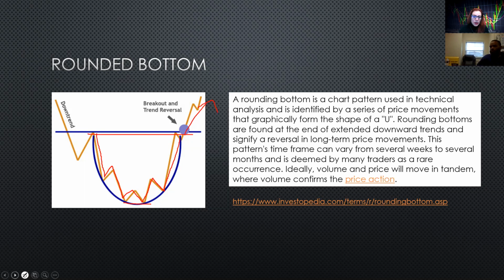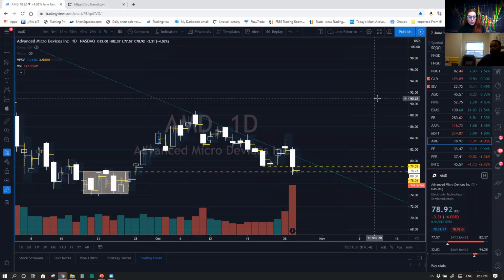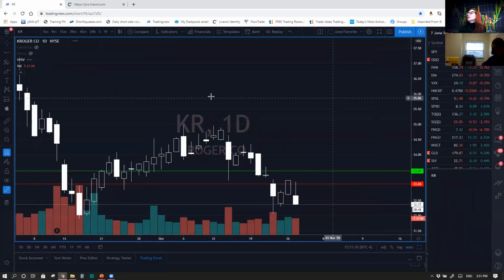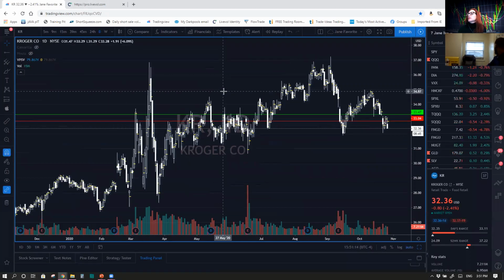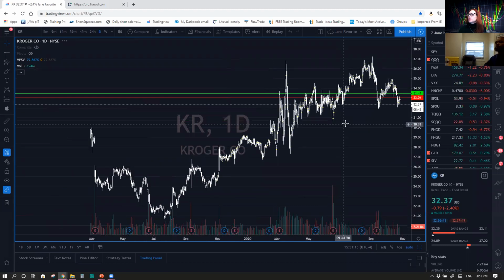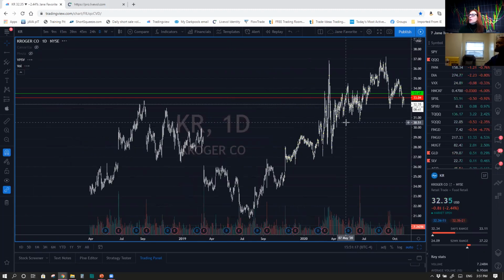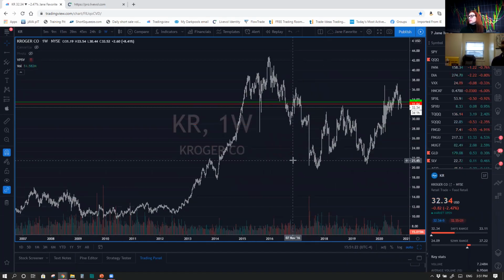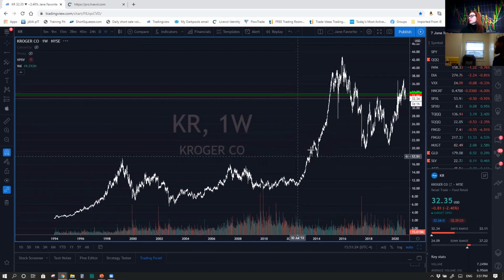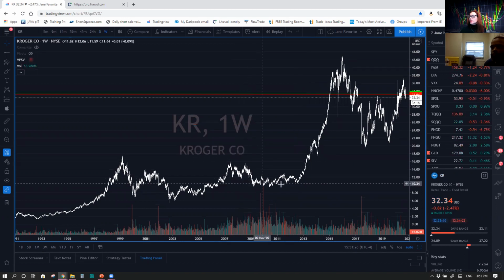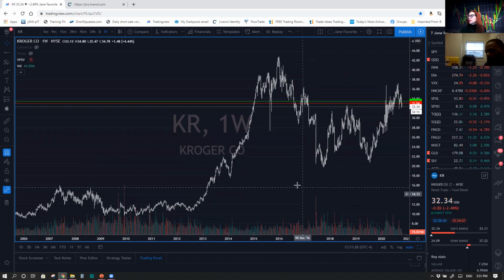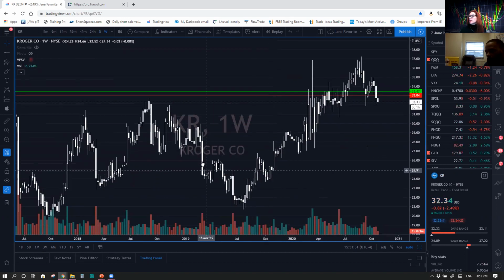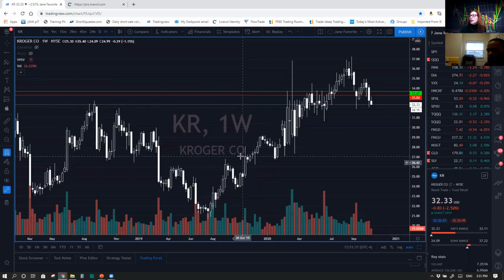Let me show you on Kroger. Kroger had this. Hold on, I gotta go back. So Kroger had this on a weekly chart. Back here, right? No, it wasn't that far back. Sorry, guys. I see an upside down head and shoulders. Do you guys see it now? Yeah. That's pretty, right? You start to see the patterns. It's like, oh, okay, upside down head and shoulders.